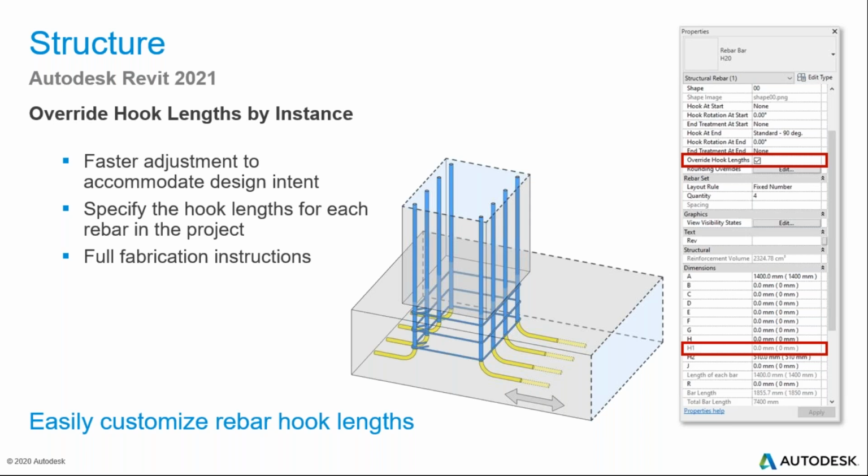This is accomplished by selecting the override hook length option in the properties palette and inputting the new length in the respective rebar shape parameter field. This new functionality improves user efficiency and productivity in modeling accurate reinforcement.